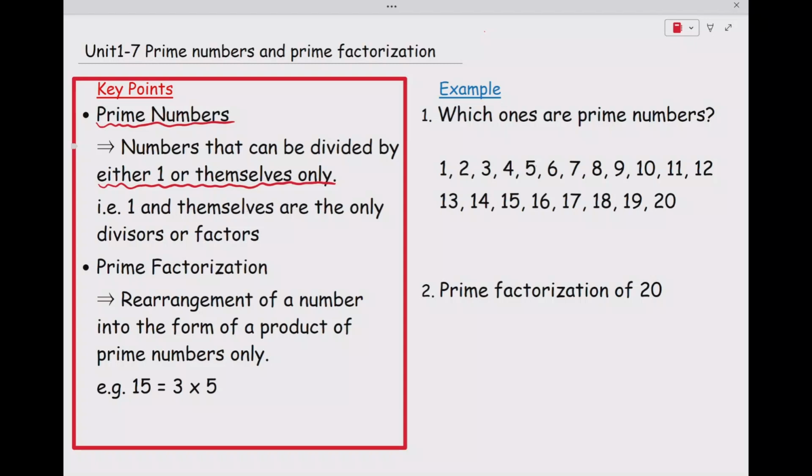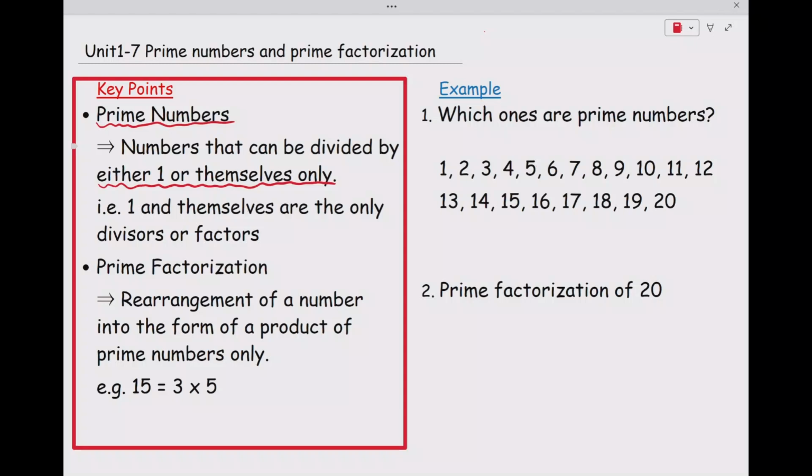By the way, when we say a divisor or a factor, we refer to a number that can fully divide a certain number. Then how about 3? 3 is divisible only by 1 and 3 itself. So 3 is also a prime number. How about 4? 4 can be divided by 1 and 4, but also can be divided by 2. Therefore, 4 is not a prime number because it has divisors other than 1 and itself.